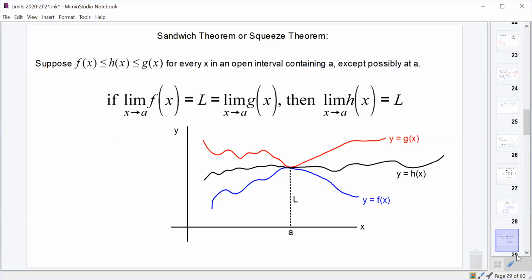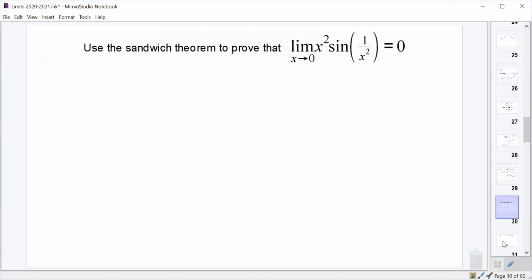Well, I'm going to assume that you're all okay, and we're going to try and use that theorem to prove that the limit as x approaches 0 of x squared sine of 1 over x squared is 0. So the first thing we should always do when we're trying to evaluate a limit is what? Plug it in and see if it works. Plug it in, exactly. Plug it in and see what we get.